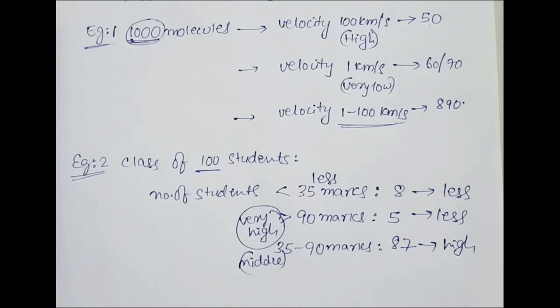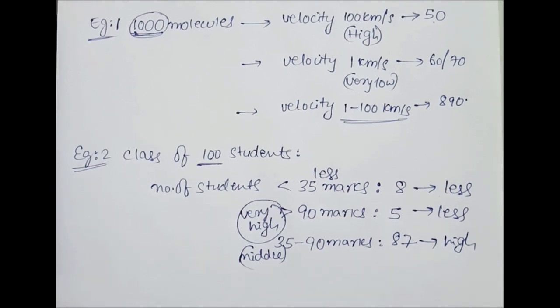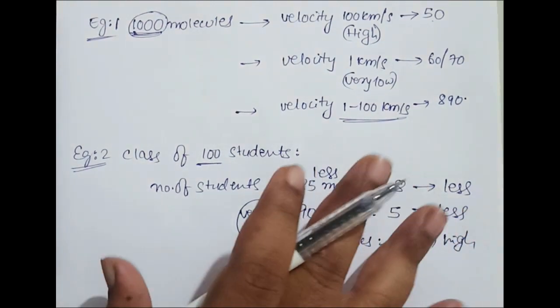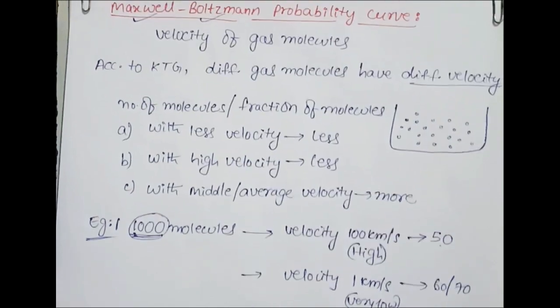At the same time, the number of millionaires, meaning those earning more than 100 crores per month, will also be less. But the number of people with a middle-range salary or middle-range income is very high. Got this one? So that is what they said. Yes, coming back to the point here.